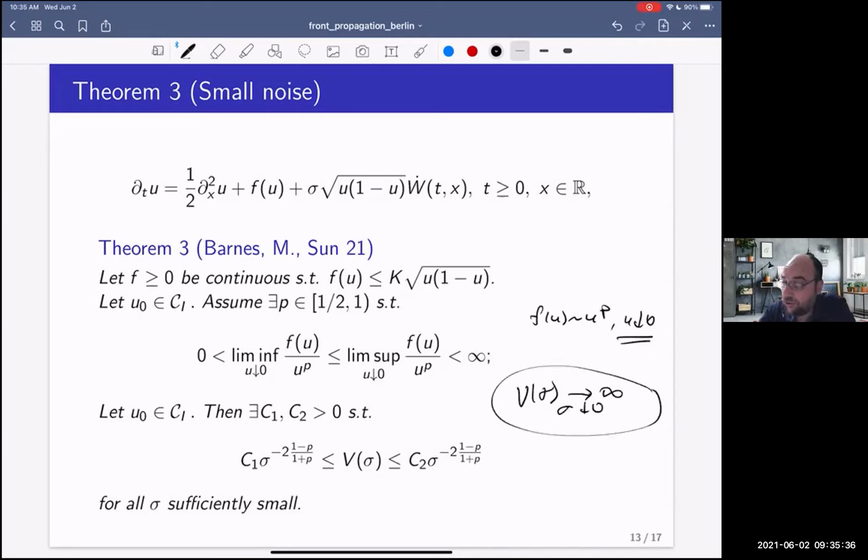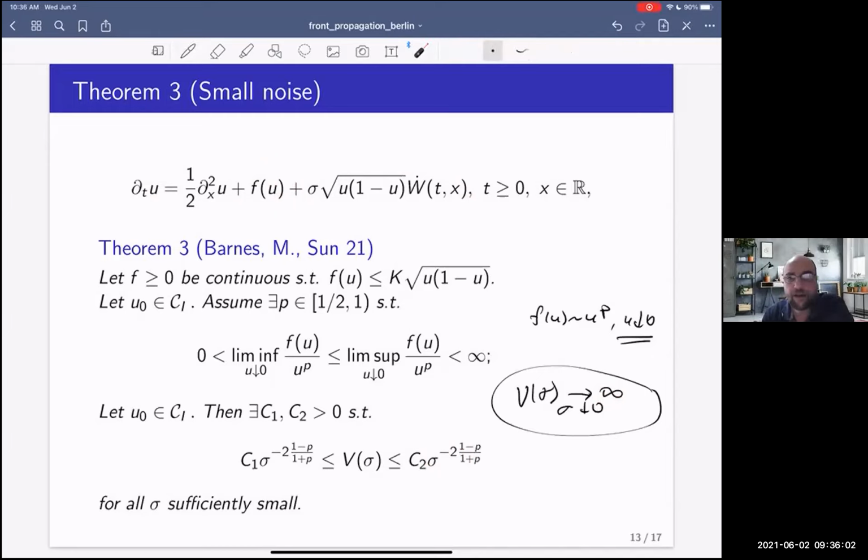And it's almost clear, since whenever sigma is 0, we're getting back to the deterministic KPP equation, and in this case we know that the speed is infinite. So the main message here is that not only do we know that it goes to infinity, we know how fast it goes to infinity, and it's like sigma to some negative power.